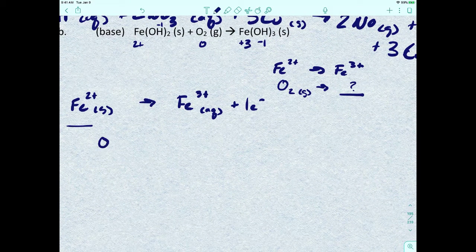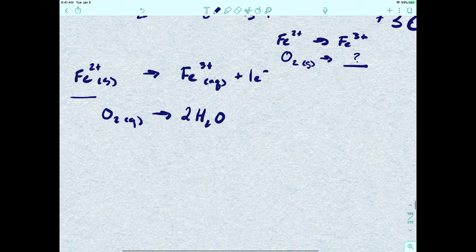All right, let's worry about the other half reaction. You've got O2, and it's forming something on the right-hand side. So to balance out the right-hand side, we have to add oxygen. We have to add water. Now, we have to add 2 waters to balance out the oxygen, the O2. All right, so we're doing okay so far.